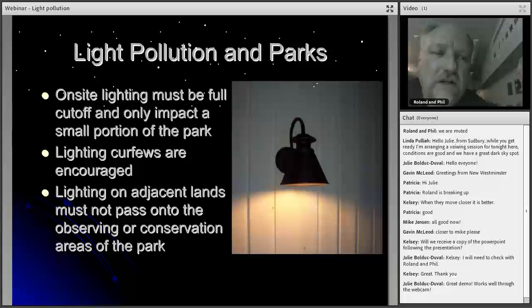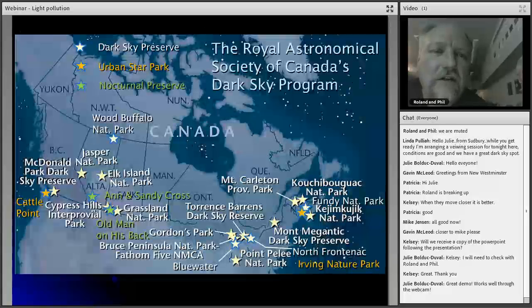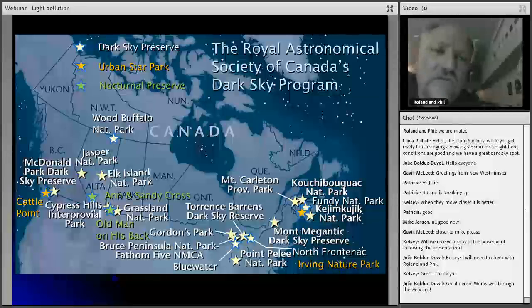An example of a good little cut-off light on the building. And this map's quite busy, but it's a good busy, I think. These are all the dark sky preserves, urban star parks, and nocturnal preserves recognized right now by the Royal Astronomical Society. The base map was one produced a few years ago by Canadian Geographic magazine when they were talking about dark sky preserves, and I decided I was going to update it with all the new ones, and really it's starting to look quite crowded, and I'm very pleased with that.